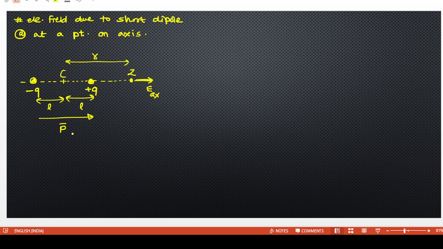For a long dipole, what is the formula for electric field at a point on the axis? It is K 2pr upon (r square minus L square) whole square. But here we have a short dipole, so this r is very much greater than the length of the dipole. The distance between the given point and the center of the dipole is large; this is a short dipole, so minus q and plus q are at a very small distance. This 2L is very small compared with the distance r.